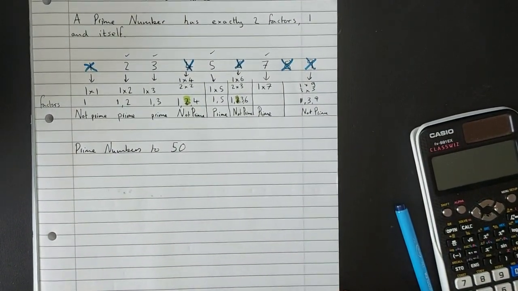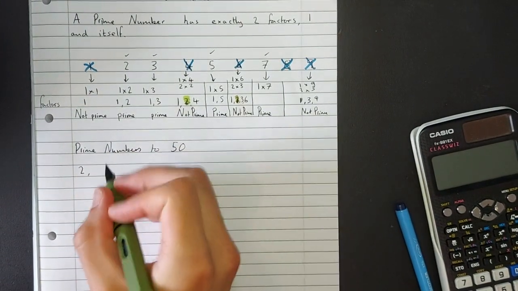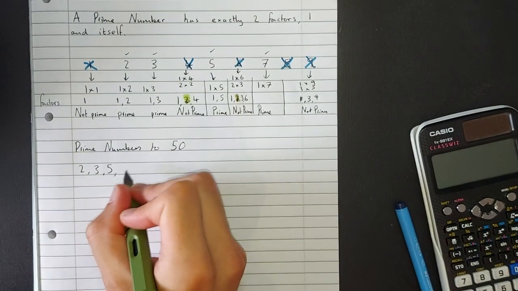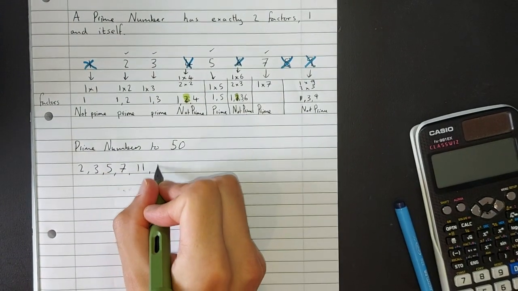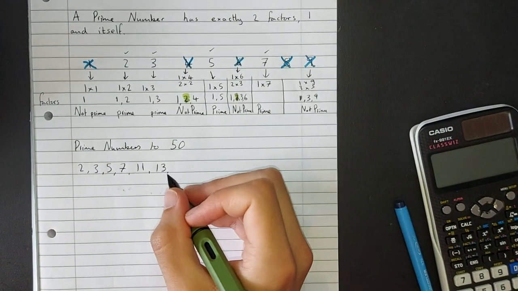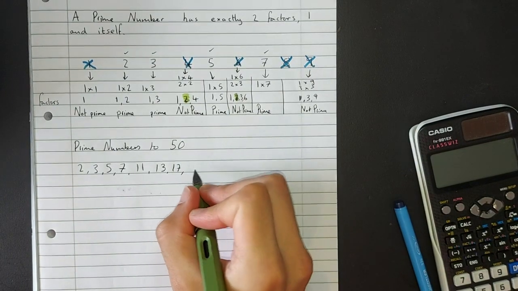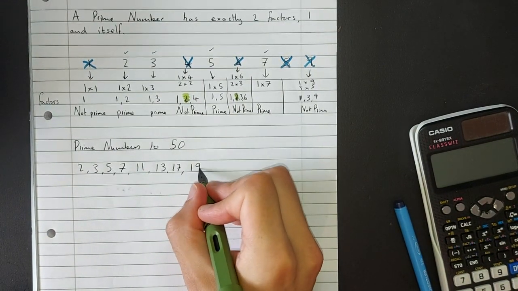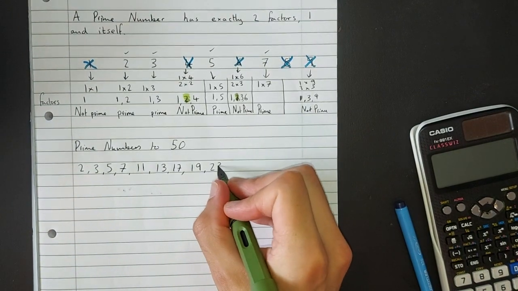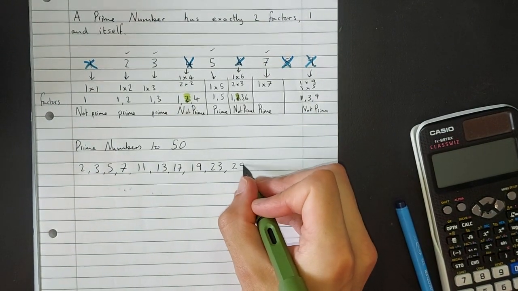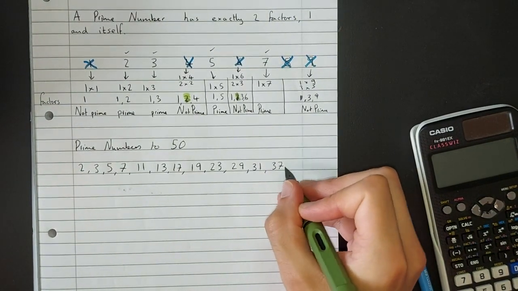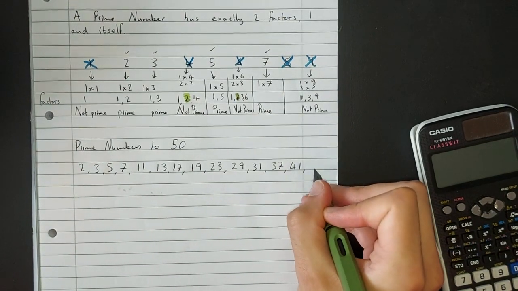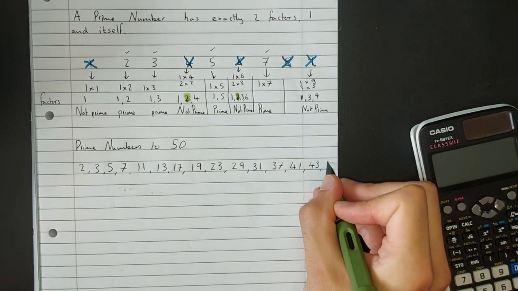Okay, prime numbers to 50. Here we go. So our first ones are 2, then 3, then 5, then 7. Our next prime number after that is 11, then 13, then 17, then 19, then 23, then 29, then 31, then 37, 41, and 43, and then finally 47.